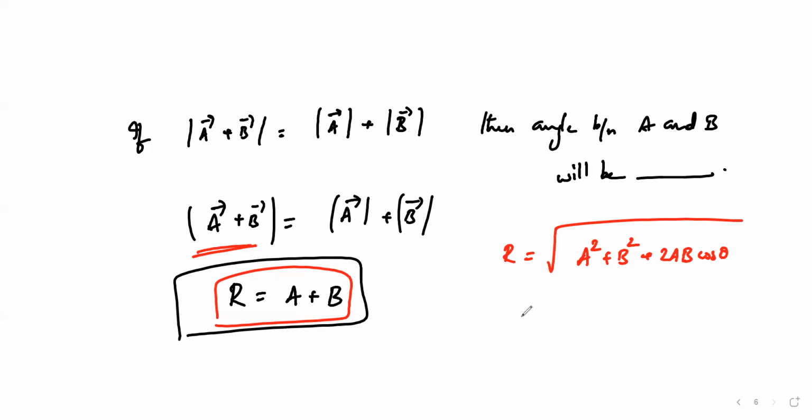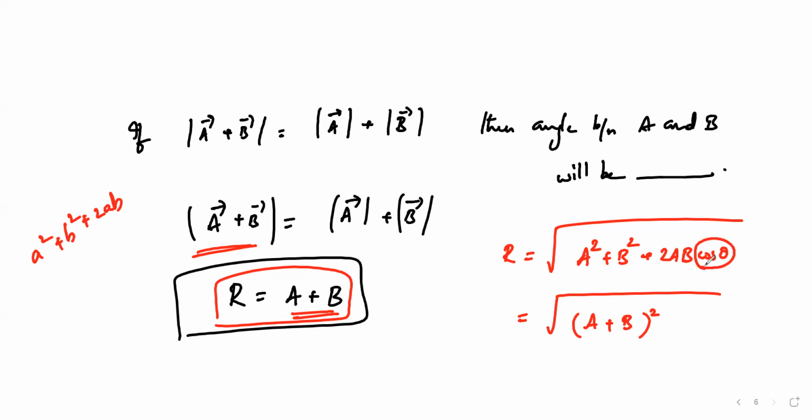So when will this be equal to a plus b? Only if I am able to write this as (a plus b) whole square. When can I write this as (a plus b) whole square? If it is in the form of a squared plus b squared plus 2ab. So that means this cos theta should not be there. That means cos theta value should be equal to cos 0 degrees. So cos 0 is 1. So this will become 2ab now. So I will cancel out and the resultant will become a plus b. So the angle between them is 0 degrees.